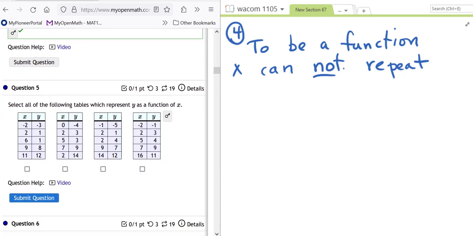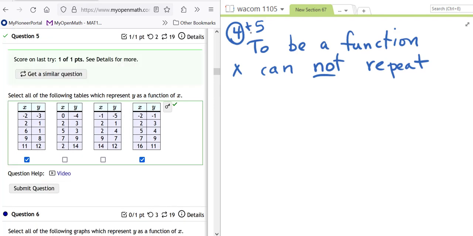This one just switched the way the tables go. Same exact kind of question. X cannot repeat. So we're going to say 4 and 5 here for the notes. You just look down through there. That one's a function. This one is not. Your 2 is repeating. This one is not. Your 2 is repeating. This one looks okay. Last one looks okay. So it looks like we have 2 there that are okay. All right, so that is looking at a table. X can't repeat.